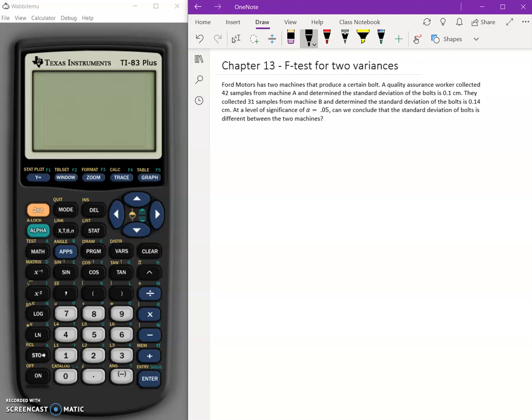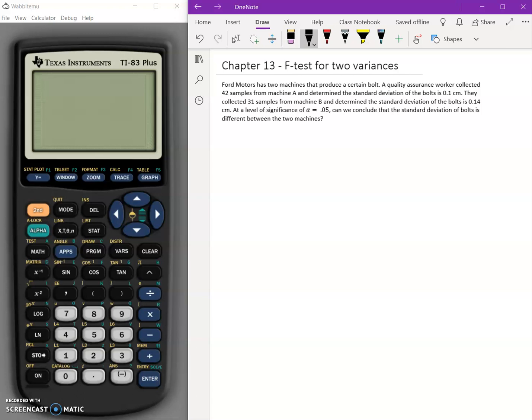Let's take a look at an example now where we're using the F-test of two variances. Ford Motors has two machines that produce a certain bolt. A quality assurance worker collected 42 samples from machine A and determined the standard deviation of the bolt is 0.1 centimeters. They collected 31 samples from machine B and determined the standard deviation of the bolt is 0.14 centimeters. At a significance level of alpha equals 0.05, can we conclude that the standard deviation of the bolt is different between the two machines?